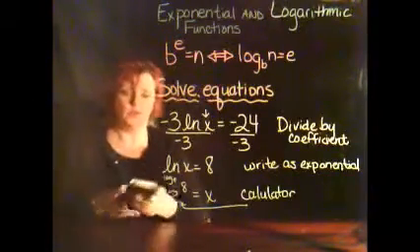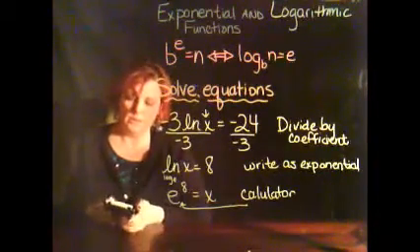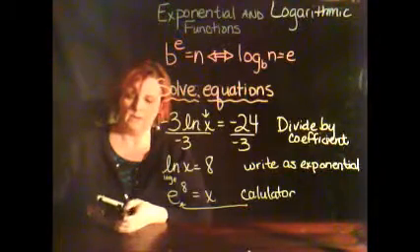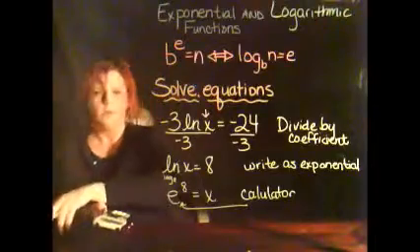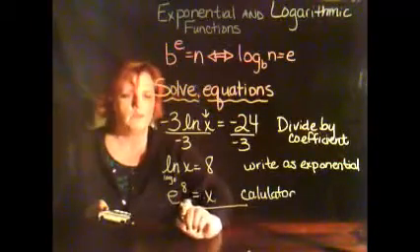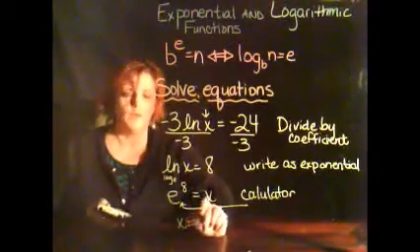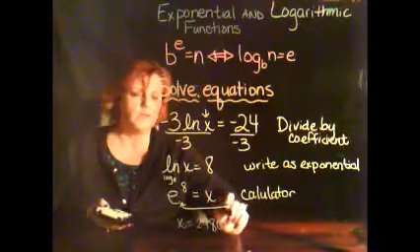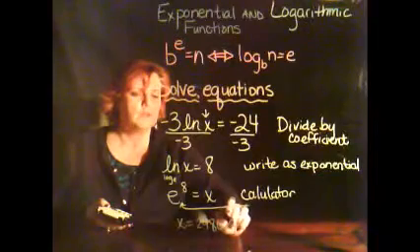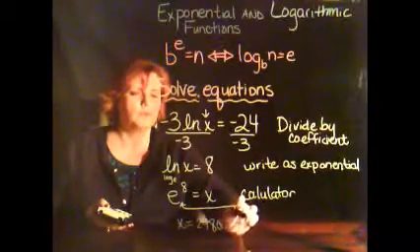Get the actual calculator here, and so 8, I have 2nd e. x is equal to 2,980.958. We're going to 3 decimal places.